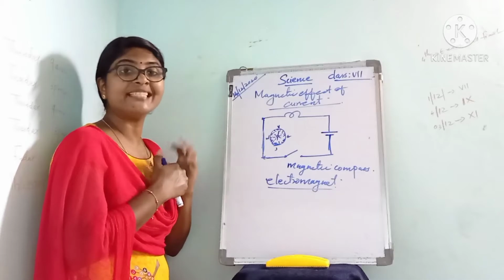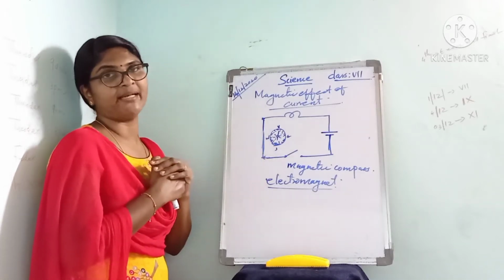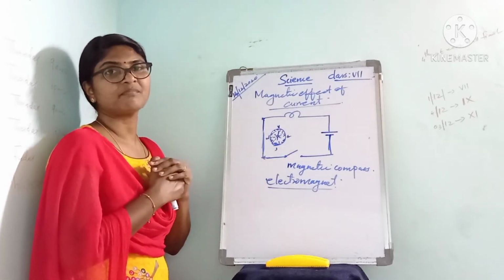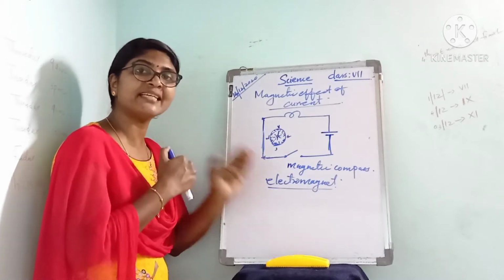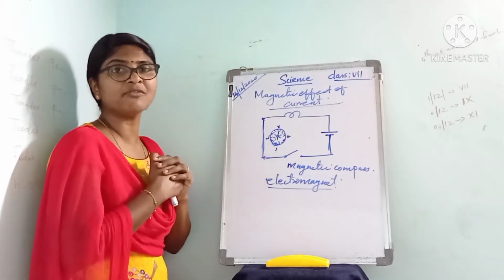Electromagnet. Actually, it remains a magnet till the electric current keeps flowing through the wire. It remains a magnet whenever there is electric current. Suppose the current is switched off, what will happen?